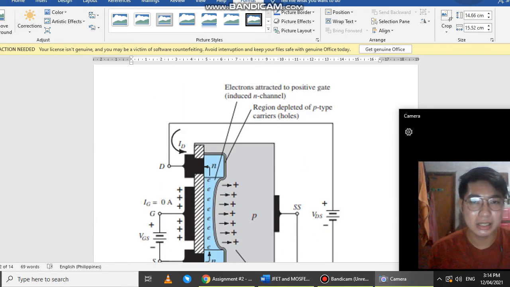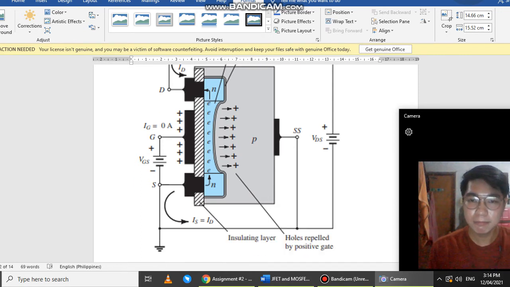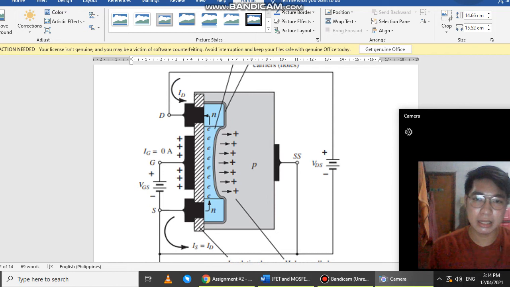So how does this work? Basically, as what we know, N-type semiconductor has a majority carrier of a negative charge. So if we apply a positive charge on the gate, it will attract the negative or the minority carrier of the P-type semiconductor, and it will create a channel. And that's the time that the electrons will flow.